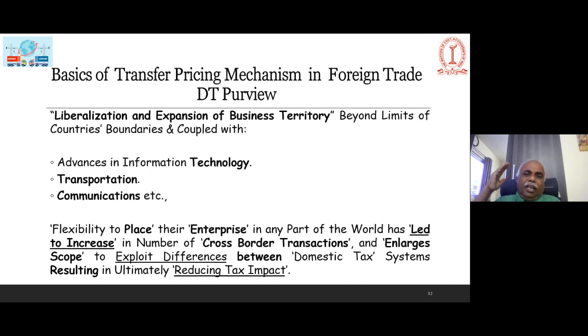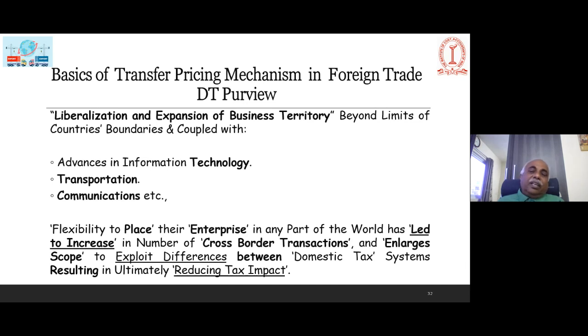So that's why, on account of liberalization and expansion, some of the companies have expanded their business across borders. Flexibility to place anywhere. I can start in Sri Lanka. I can start anywhere. I can start an enterprise in any part of the world, which leads to an increase in the number of cross-border transactions.